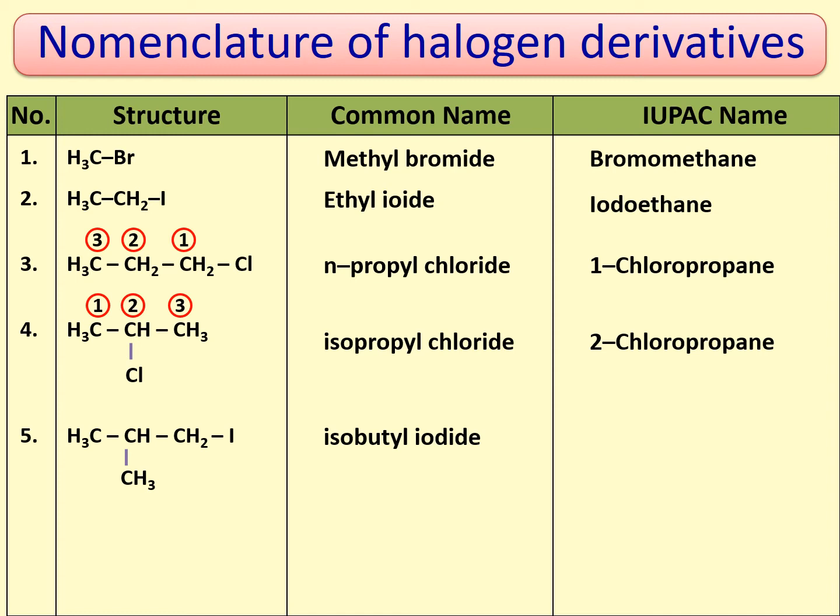Now let us number the carbon chain for the IUPAC name. There are 2 substituents, iodo and methyl, on the parent chain. So these substituents are placed alphabetically in the IUPAC name. So the IUPAC name of this compound is 1-iodo-2-methylpropane.